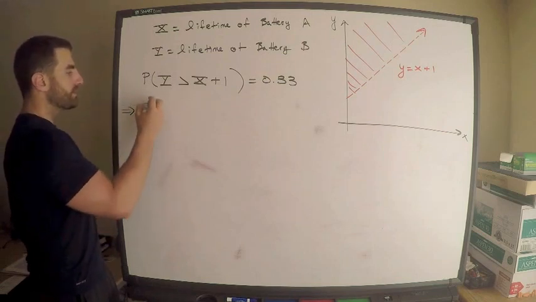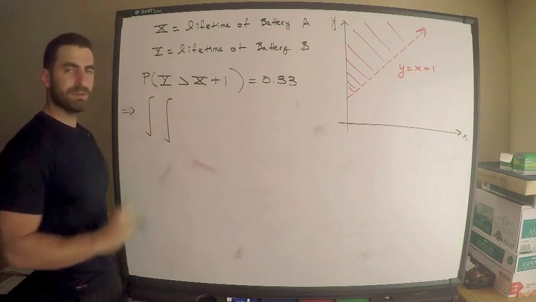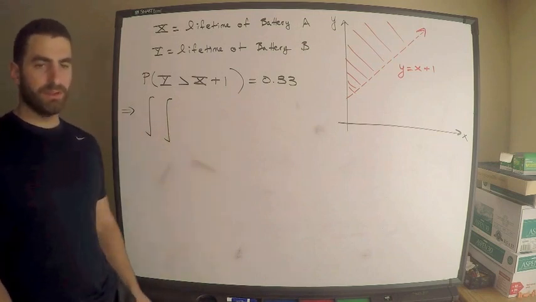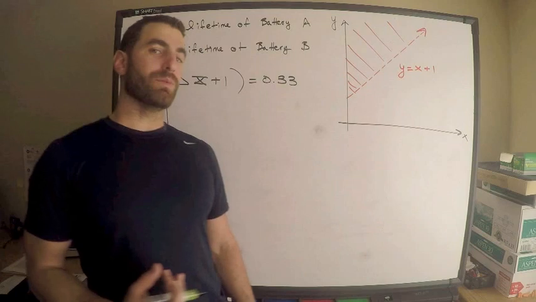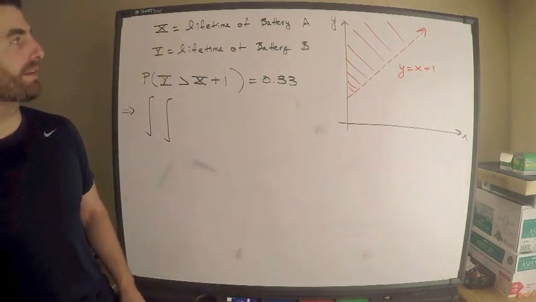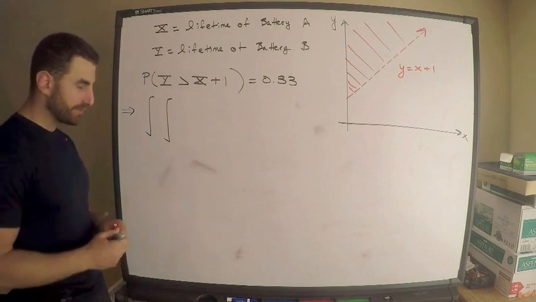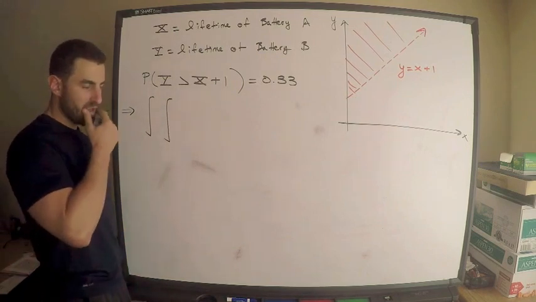I can say this. Okay, we do have a double integral. I'll deal with the bounds in a moment. With regards to my integrand, this is where we use the piece given that x and y, the corresponding lifetimes of these batteries, are independent. They both have exponential distribution, mean m.